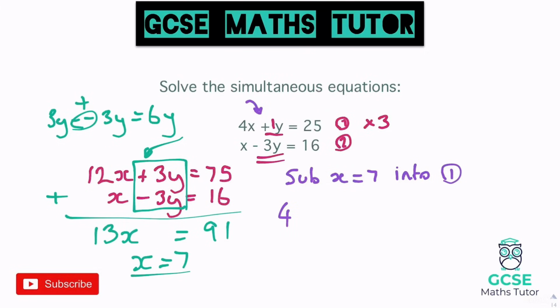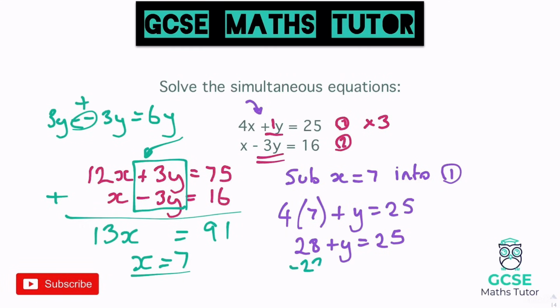So again, using brackets, I'm going to do 4 lots of 7, add that 1y, and that equals 25. Now 4 lots of 7 is 28, so we have 28 plus y equals 25. And again, we just need to finish this off to find out what y is. Well, 28 add y is 25, it goes down, so it's got to be negative. If we solve this like normal, taking away 28 from both sides, we get y equals negative 3. And there's our final answer, y equals negative 3. So x equals 7 and y equals negative 3.